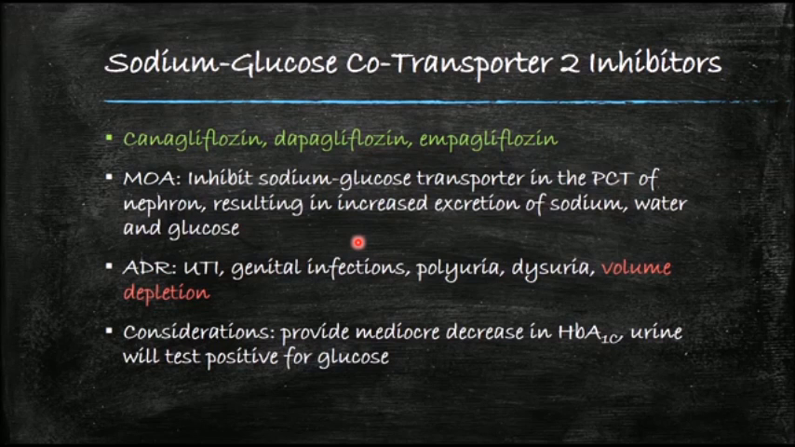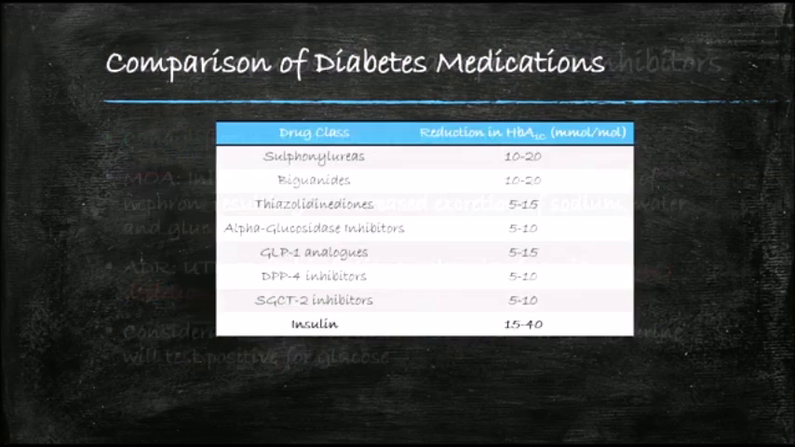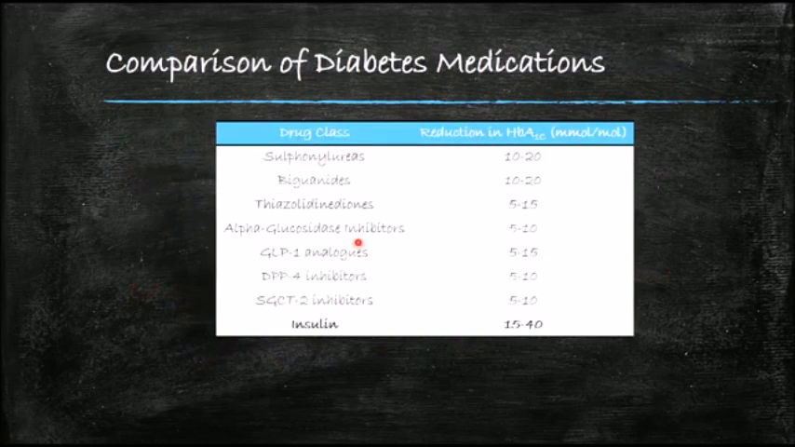One of the biggest considerations for this is that their urine will test positive for glucose. And obviously that's usually a bad thing for a diabetic, right? Because usually if their urine tests positive for glucose, it could be a sign of renal problems. But in this patient, that test becomes less sensitive and specific. So this is your comparison. Insulin and your biguanides are going to give you the best reduction, followed by sulfonylureas, and then the rest.